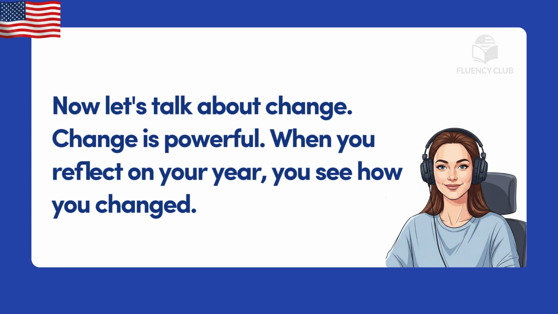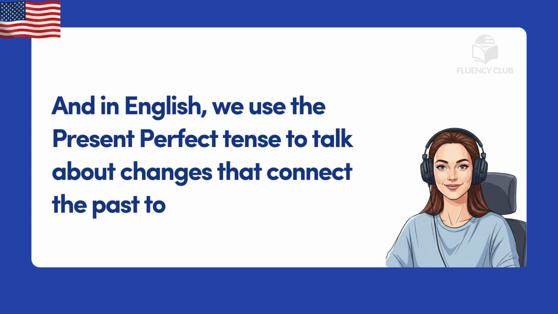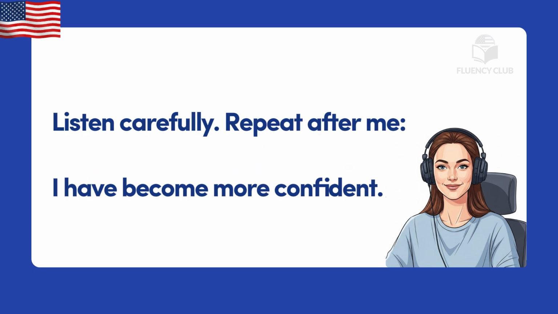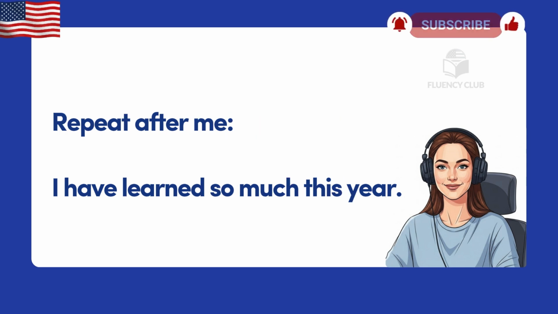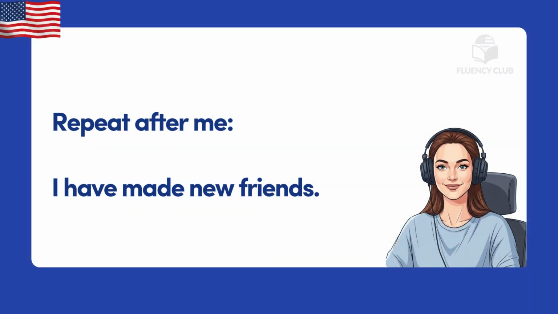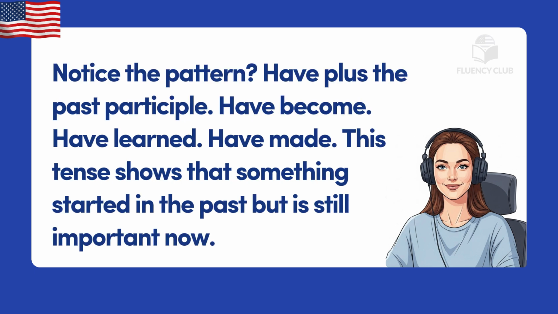Now let's talk about change. Change is powerful. When you reflect on your year, you see how you changed. And in English, we use the present perfect tense to talk about changes that connect the past to the present. Listen carefully. Repeat after me. I have become more confident. Repeat after me. I have learned so much this year. Repeat after me. I have made new friends. Notice the pattern. Have plus the past participle. Have become, have learned, have made. This tense shows that something started in the past, but is still important now.